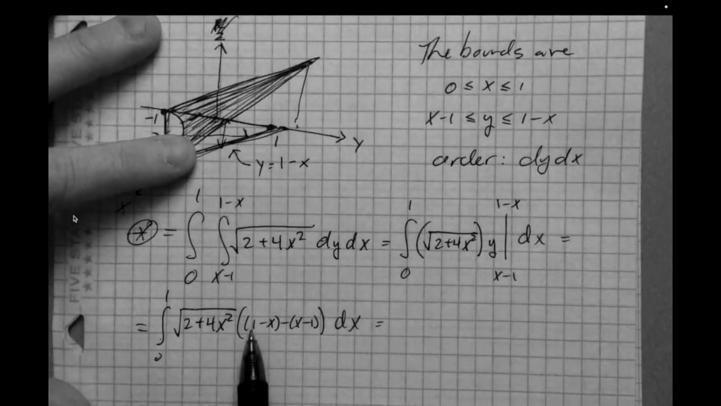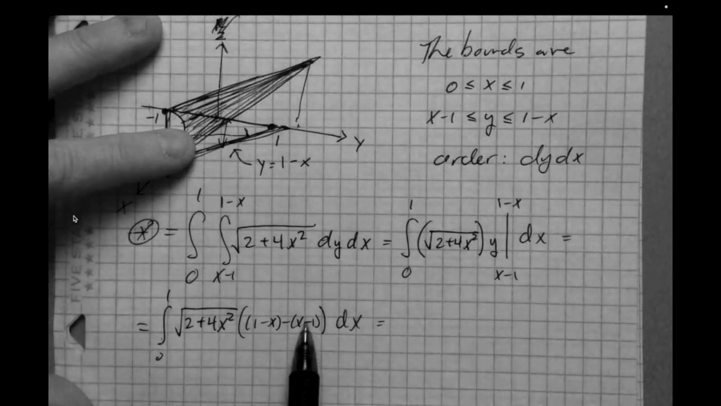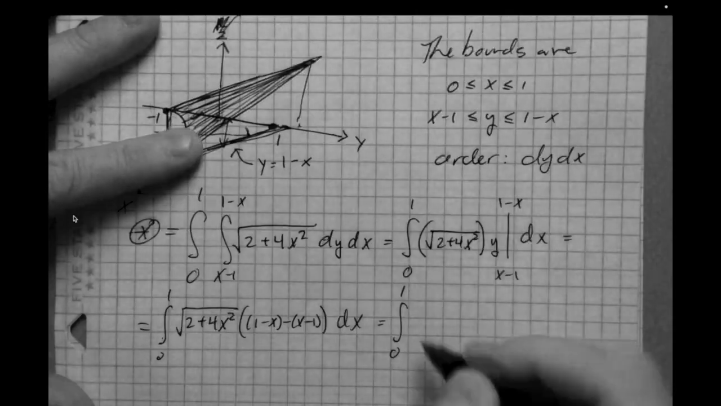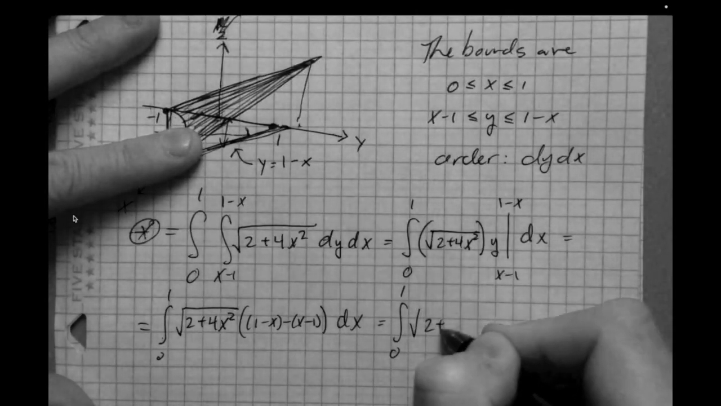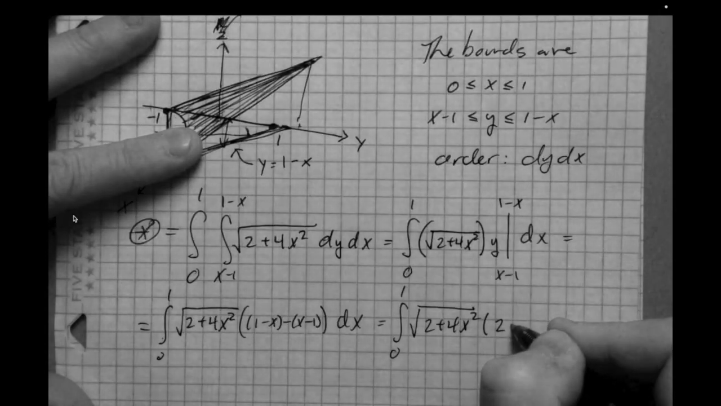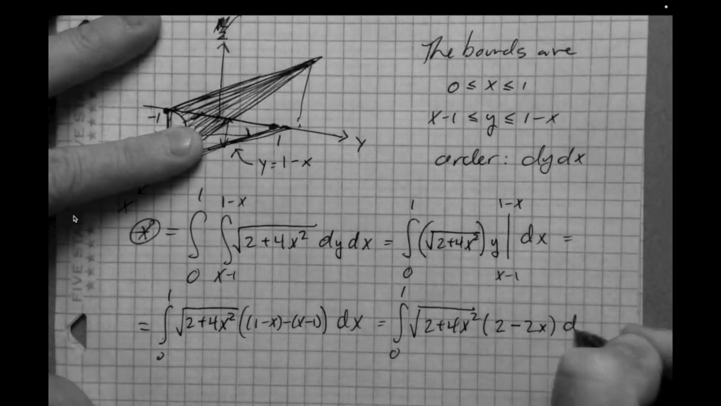And so here we have 1 plus 1 and negative x minus x. So this becomes basically 2 minus 2x. So 0 to 1, and then you have the square root of 2 plus 4x squared, and then 2 minus 2x dx.